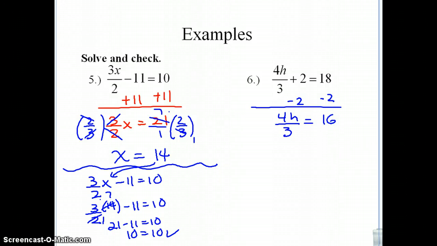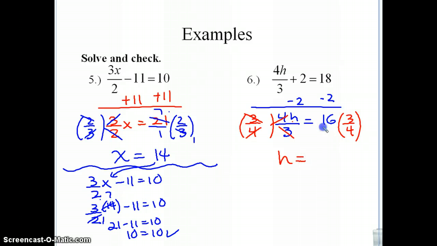Again, I'll eliminate my reciprocal, and I multiply by 3/4. Notice the h does not get canceled, so I'm not putting that in my fraction. On the right hand side, I multiply by 3/4 also. The 3's cancel on the left, the 4's cancel, I'm left with h.